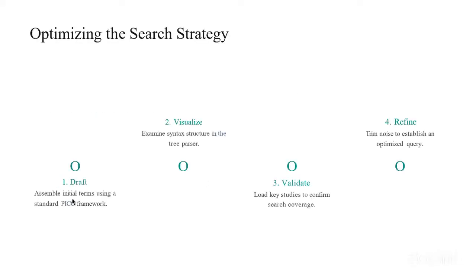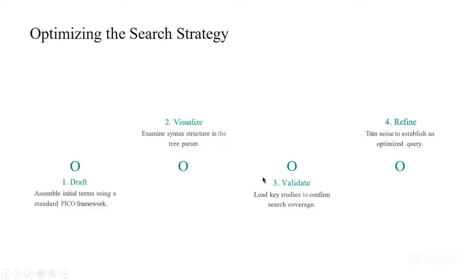So here's a 1, 2, 3, 4 step way you would do your search strategy. The first step is to draft your strategy, using the PICO format to draft your questions. And then after that, you want to visualize it. And that's the key thing about Search Refiner. You get to visualize your whole search strategy using a sort of tree diagram, if you can imagine that.